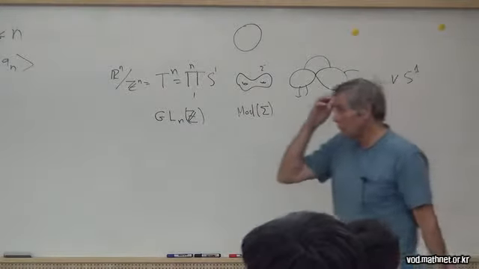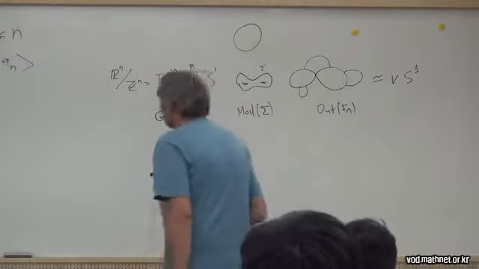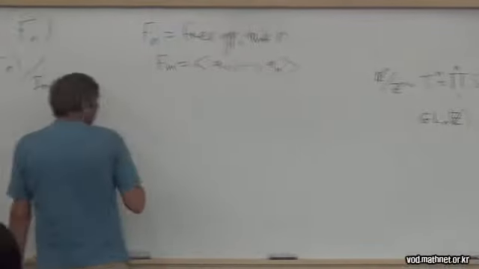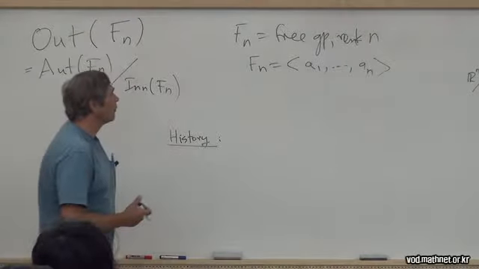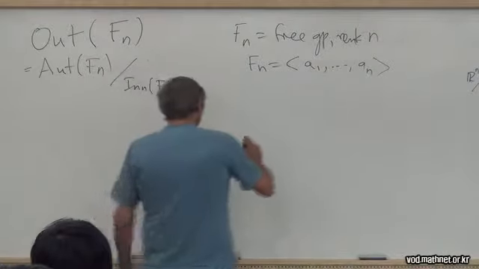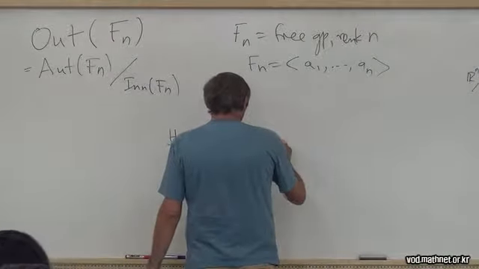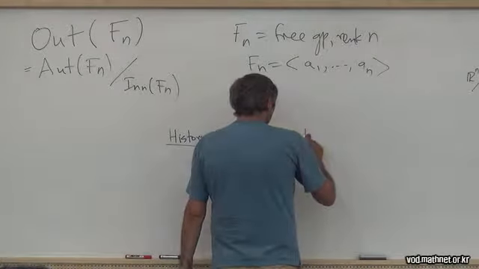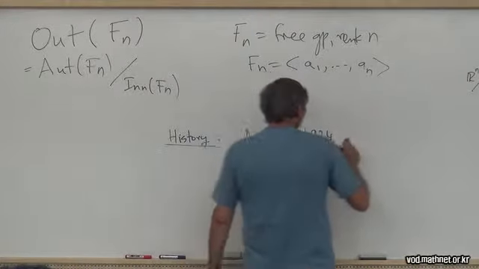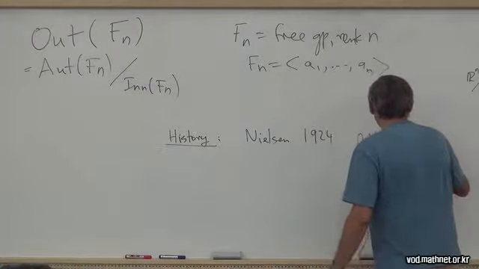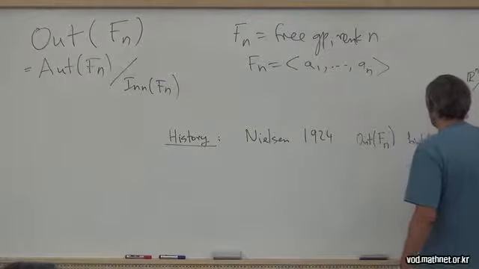Okay, maybe just a little bit of history before I start with some definitions. I think the starting point for the study of Out(Fn) was a theorem of Nielsen. Maybe that's where you can say that the study started. So Nielsen in 1924 proved that Out(Fn) is finitely presented. He found a presentation. It's finitely presented.